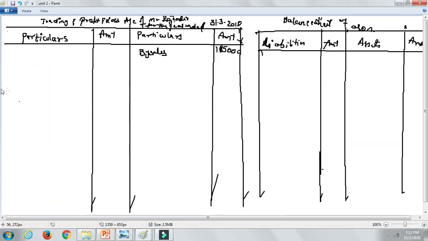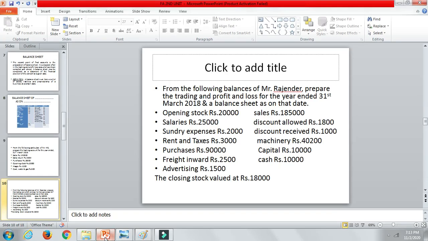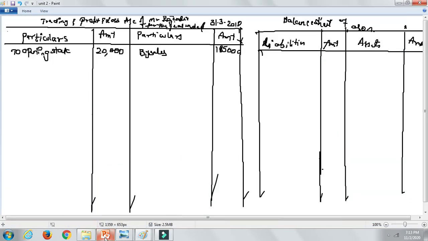Opening stock 20,000. So, opening stock 20,000. Next is what we have done previously, right? Next, what will come in the trading account is purchases, 90,000.